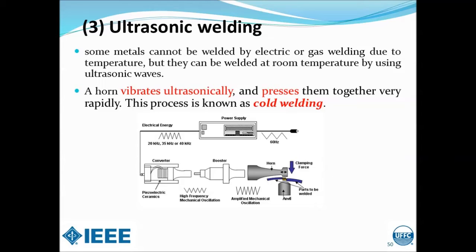Some metals that cannot be welded by electric or gas welding due to temperature requirements can be welded at room temperature using ultrasonic waves. In an ultrasonic welder, a horn vibrates ultrasonically and presses two pieces together very rapidly. This is known as a cold welding process.